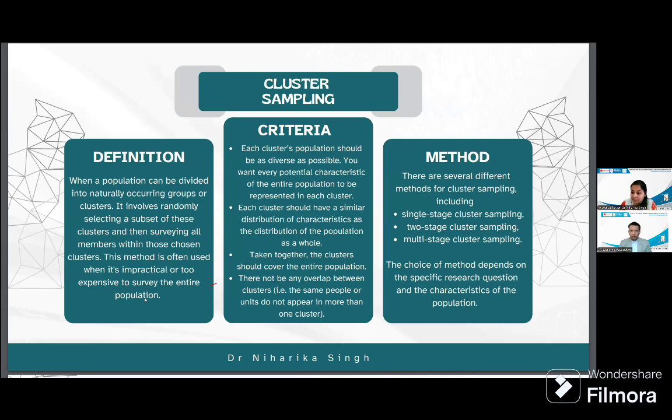Then we come to cluster sampling. Now, people generally get confused between stratified sampling and cluster sampling. But one basic difference is that in stratified sampling, we do not pick up the whole lot of the strata. We use only some part of the strata, but in cluster sampling, we generally use the whole cluster as our sample to use in the research.